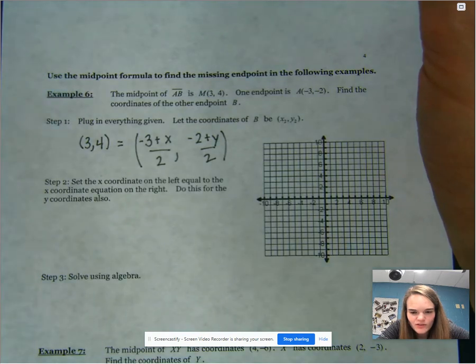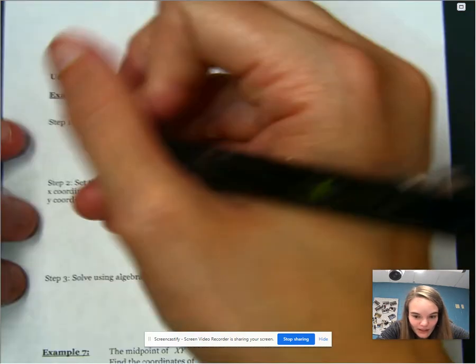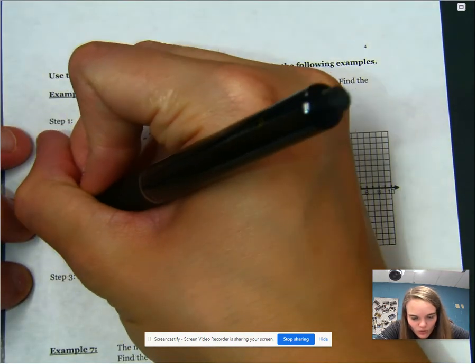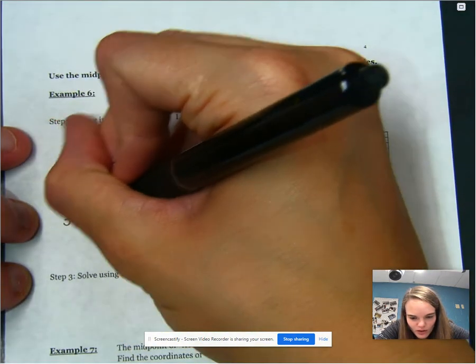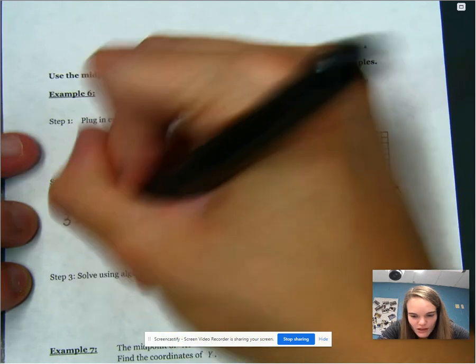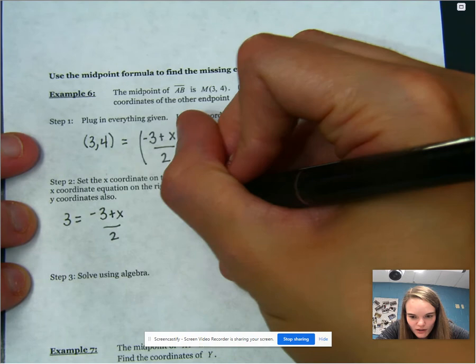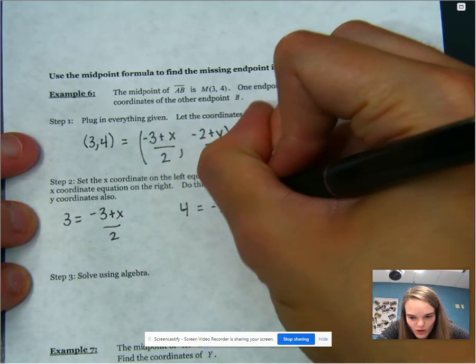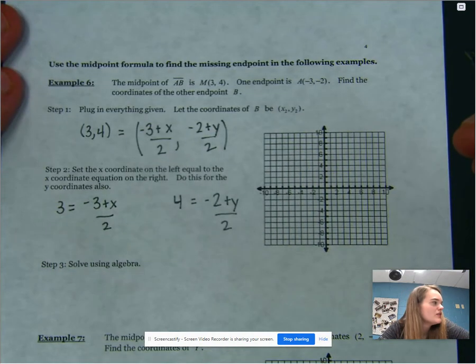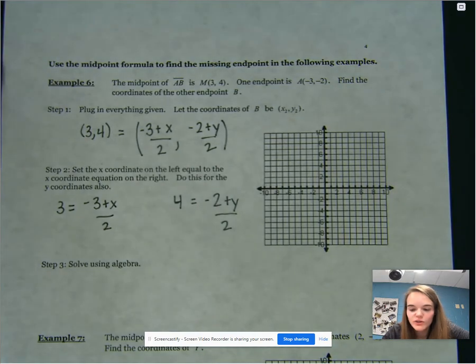Step 2. Set the x-coordinate on the left equal to the x-coordinate on the right, meaning 3 equals negative 3 plus x over 2. And for the y-coordinate, 4 equals negative 2 plus y over 2. Step 3. Solve using algebra.